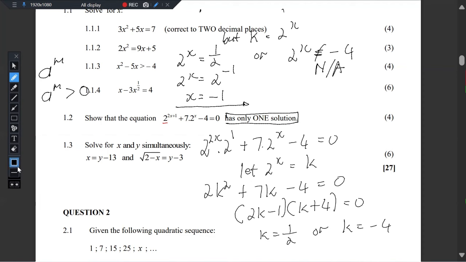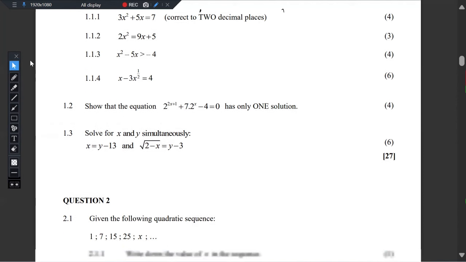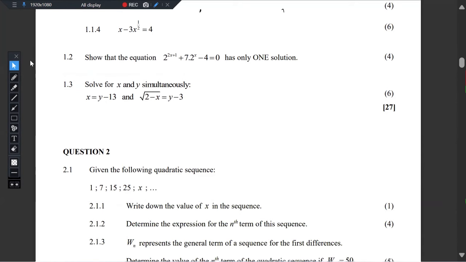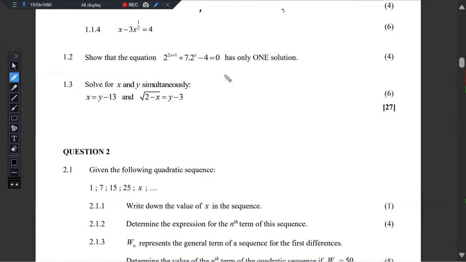All right. Okay. Then let's proceed to 1.3, simultaneous equations. We are given two equations for simultaneous equations. Already here in equation 1, we can see that x has been made the subject of the formula, right? So this is equation 1.